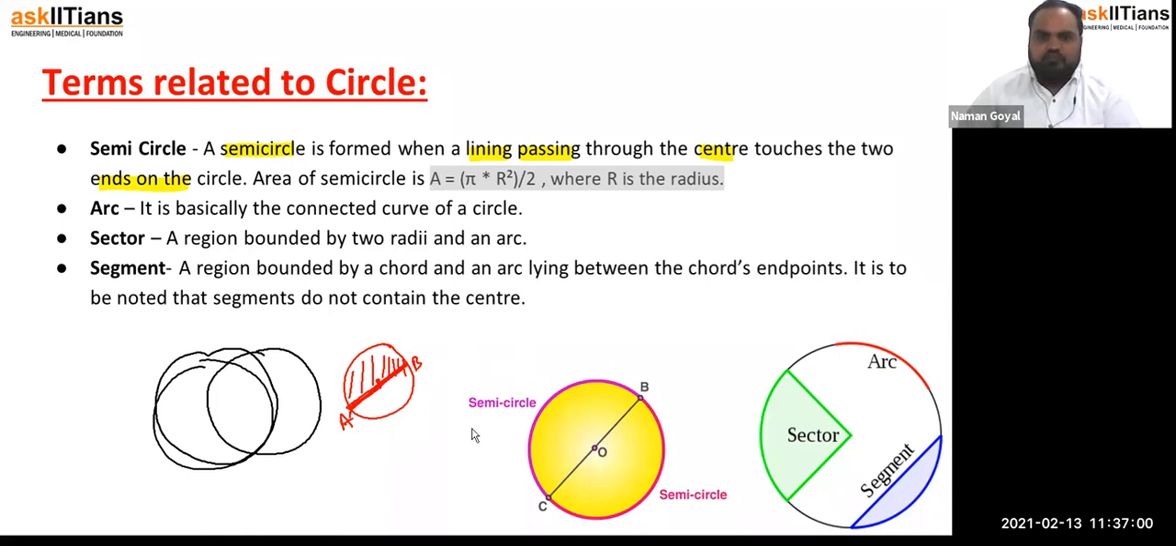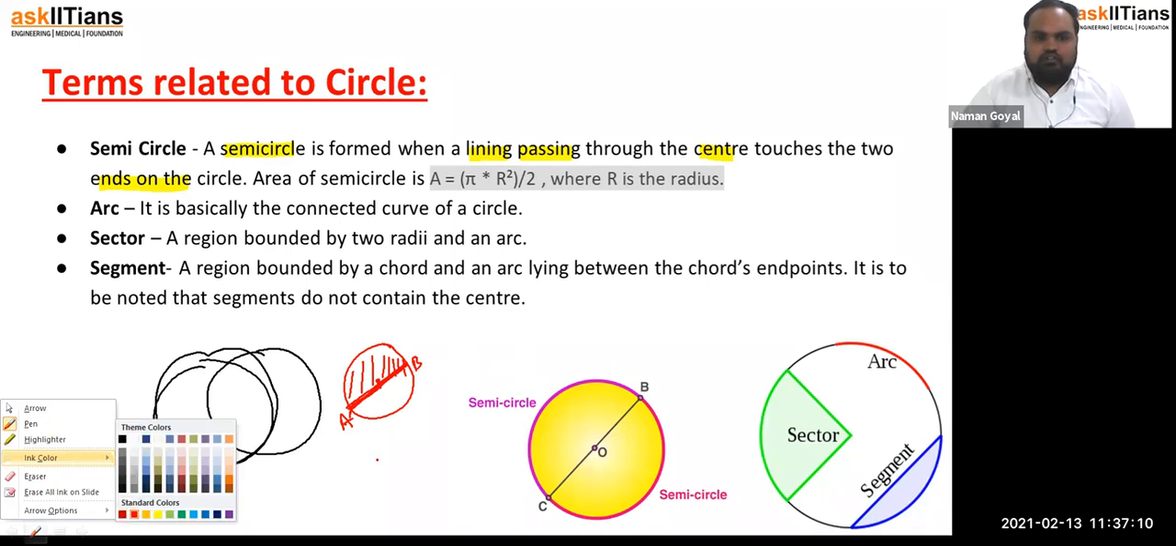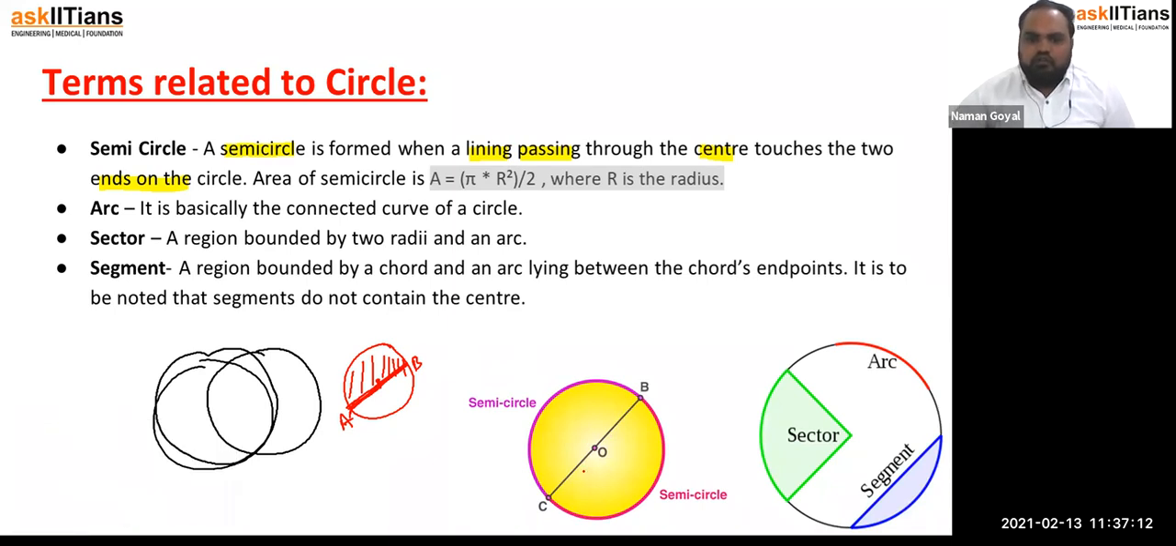Now if you see here, there is a semicircle. There is a circle, this complete circle. Now this point O is the center and BC is the diameter. So this part is one semicircle and this part is another semicircle, right? So a diameter divides a circle into two semicircles.